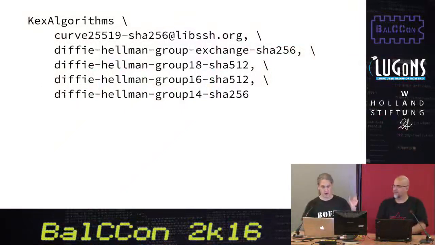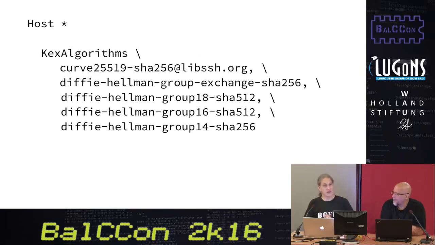Of course, the curve 25519 is the Daniel Bernstein curve. It's really fast to use. It's a safe curve, and the other ones as a fallback, depending on what your server or Wi-Fi LED bulb or your toaster supports. This is how you enter this in your SSH config file on the client.